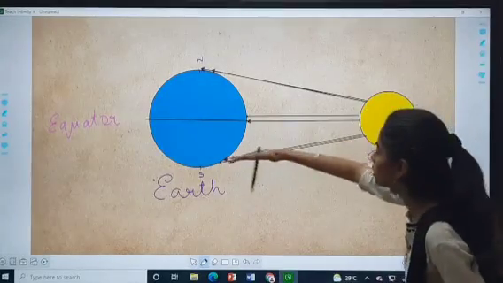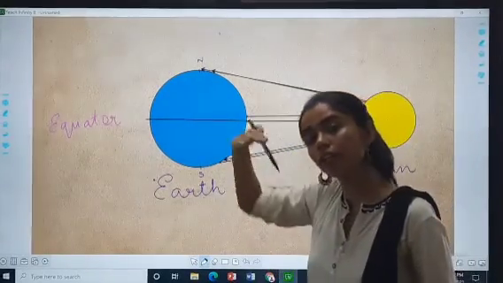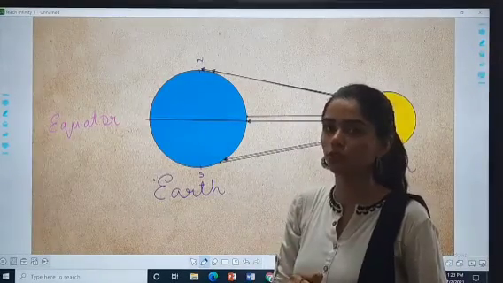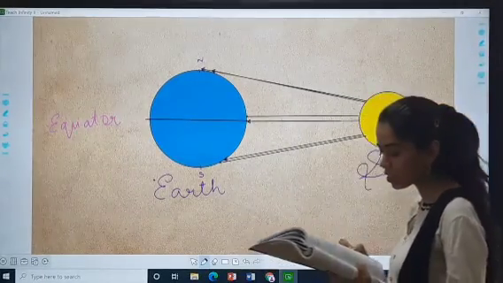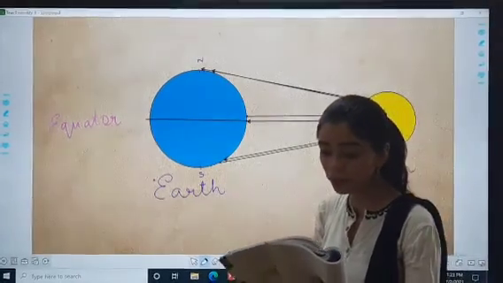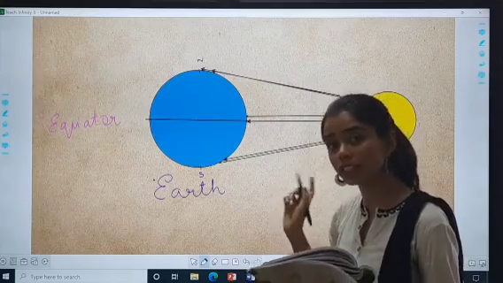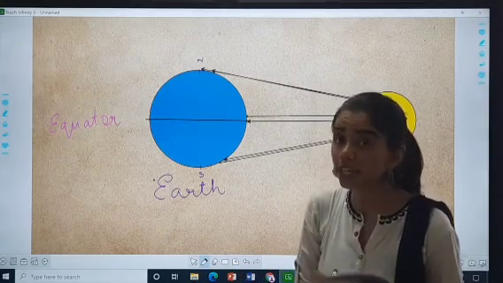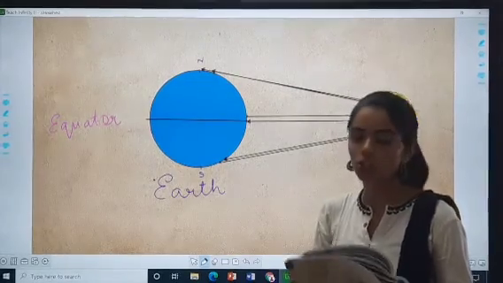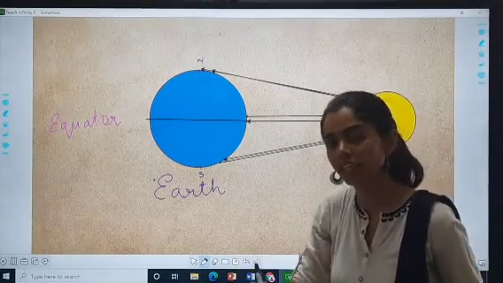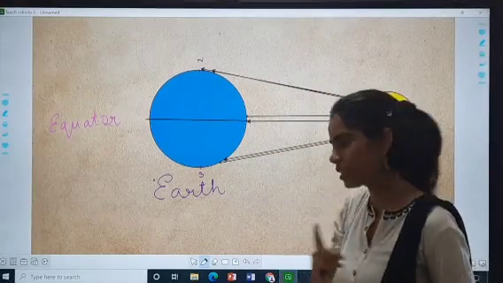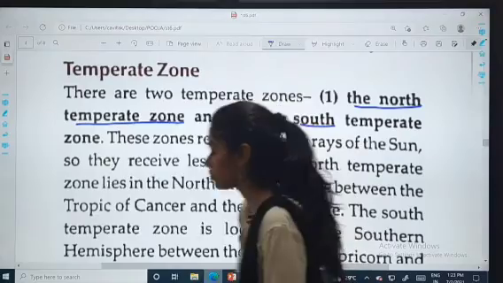Now talking about the south, they are also receiving the rays in a slant, so their weather will also be comparatively less hot. Is it clear what is written? The North Temperate Zone lies in the Northern Hemisphere between the Tropic of Cancer and the Arctic Circle. These zones receive slanting rays of the sun, so they receive less heat. Because of the slanting, they get less heat. Is it clear? Now, moving on.